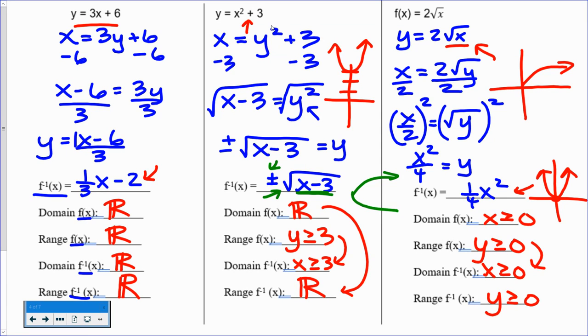Now, a lot of students would be confused by that because a parabola would be all real numbers, but my inverse would be a half of that parabola. Since the original function is half a parabola because there's only a positive here, when I flip that over, that would be the other half of that parabola. And we'll talk more about the graphing in a little bit here. Okay, so we have to pay attention to the original function domain and range to help us find the inverse domain and range.